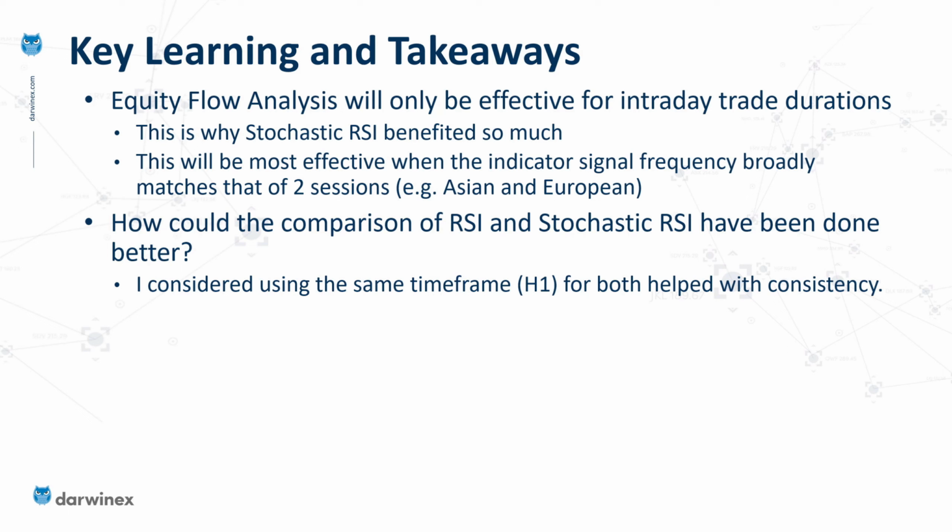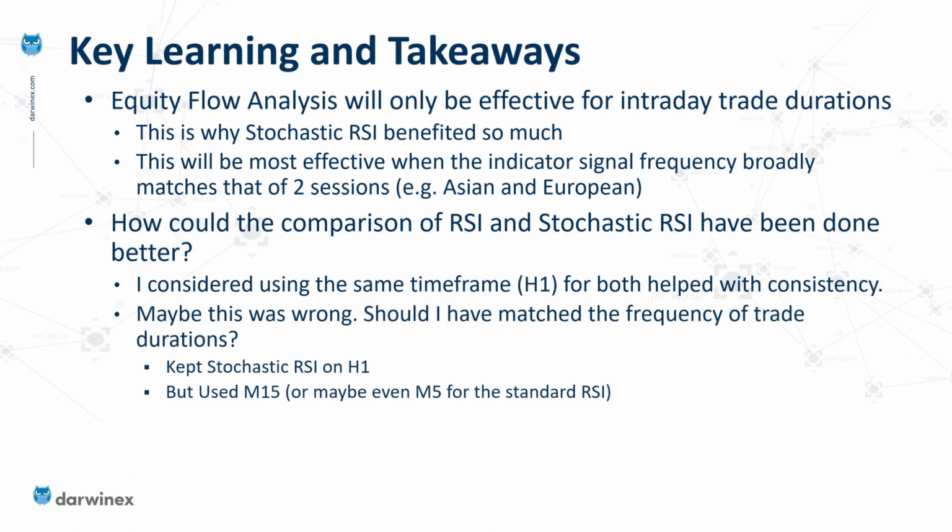And so to me it seemed perfectly logical that we should use both indicators on the same time frame, and I chose H1 in this case. But I'm now thinking maybe this was wrong. Instead, should it have been the frequency of trade durations that I kept consistent? And I could have done that by keeping the stochastic RSI on the H1 as we did, but then using a lower time frame for the standard RSI, such as the M15 or maybe even the M5.